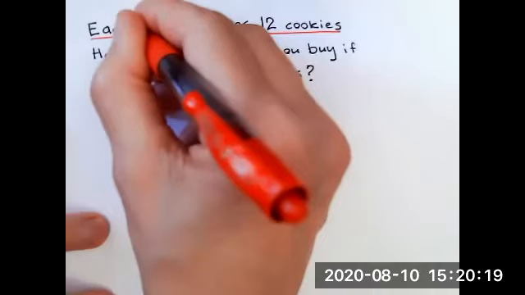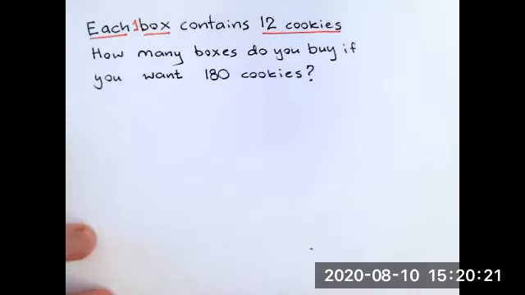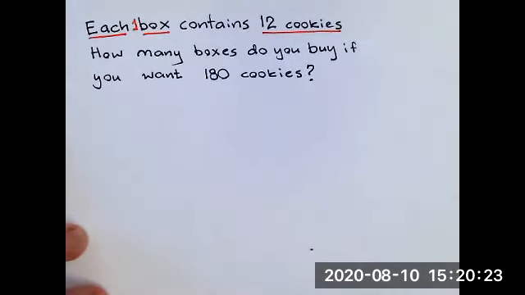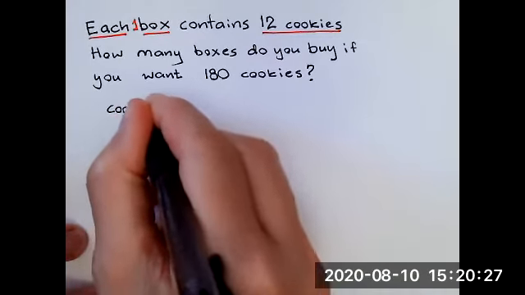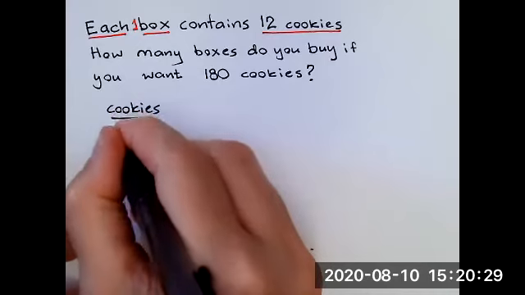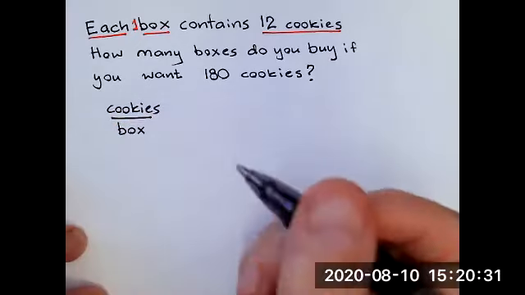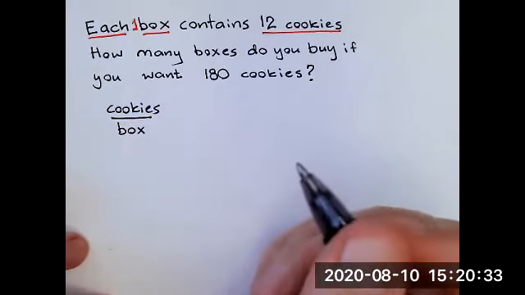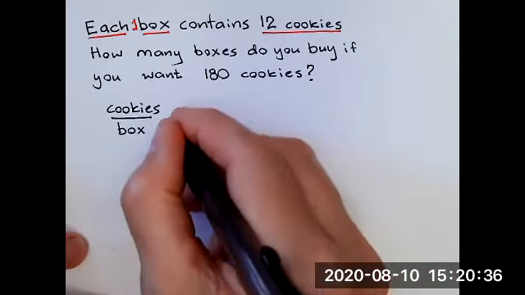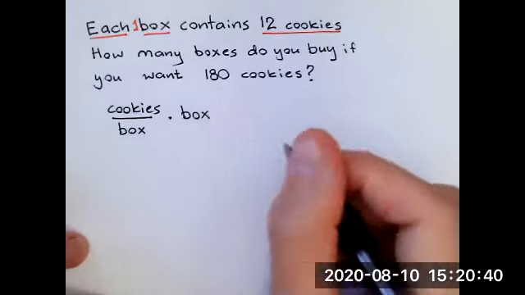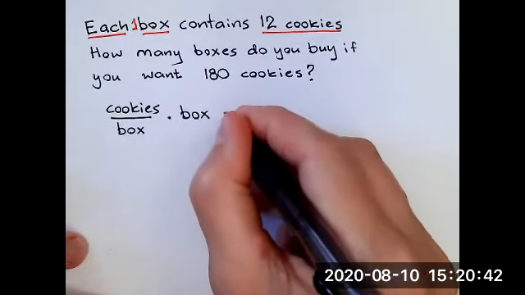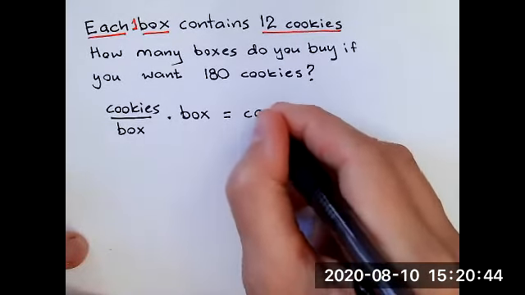Well, the one hint is that we have 1 box, so that's the number of cookies per box. So that's your rate. Then you're going to write the rate equation: cookies per box times the number of boxes is equal to the total number of cookies.